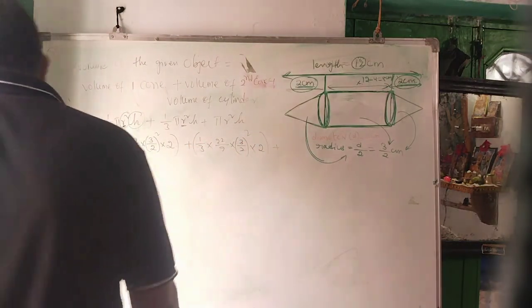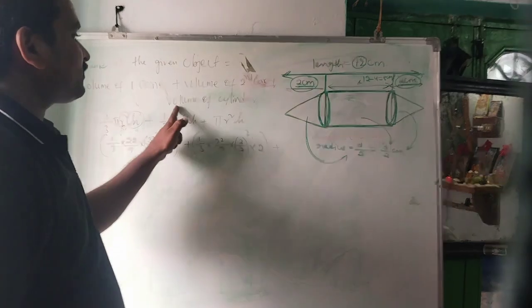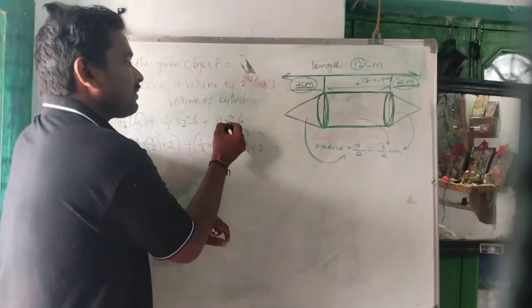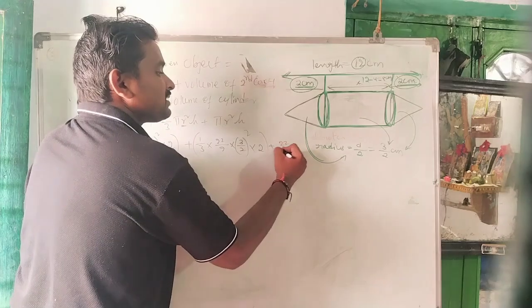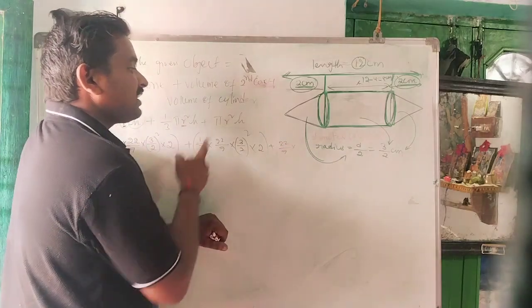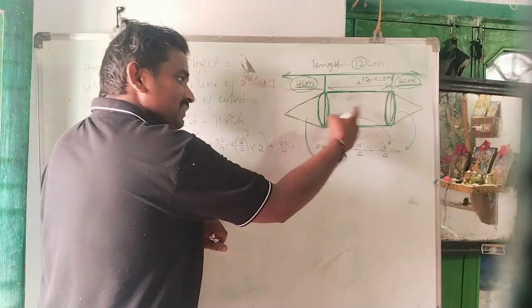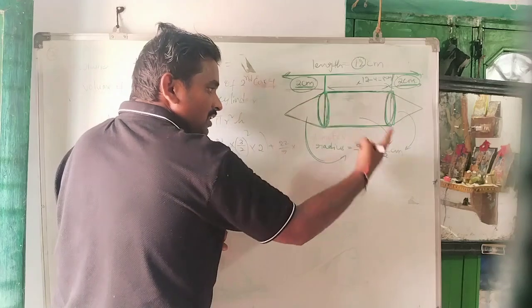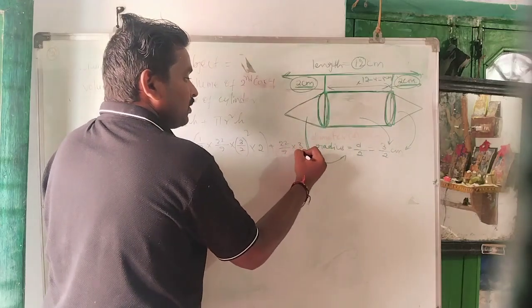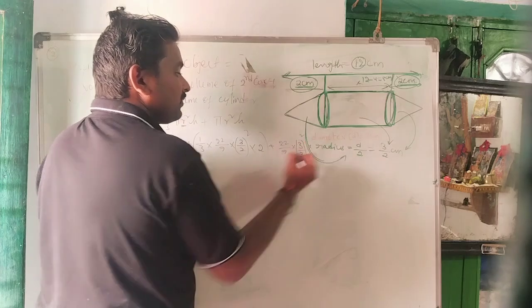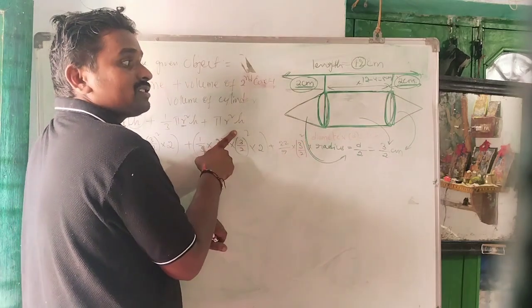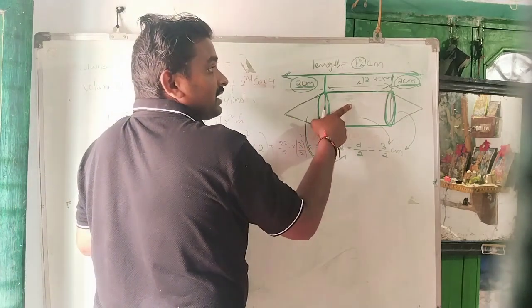Plus volume of third figure. Volume of third figure is the cylinder. What is the volume of cylinder formula? Pi r square h. Pi value 22 by 7. R means radius. What is the radius of the cylinder? Radius of the cylinder and the radius of the cone are the same, 3 by 2 whole square, into height. What was the height of the cylinder? Height of the cylinder was 8.